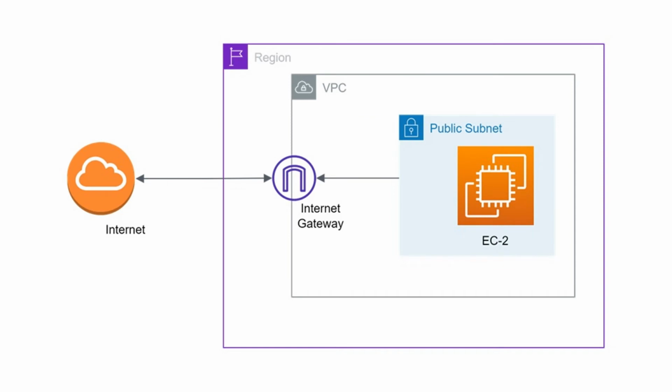So this is our basic network diagram for this lab. We'll create one VPC in a region, and we create one subnet and an EC2 instance. It acts as an HTTP server in this case, and this is our internet gateway. By using that, we can access this HTTP server through the internet. So let's jump into the lab.